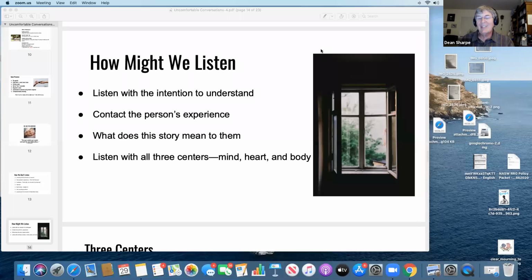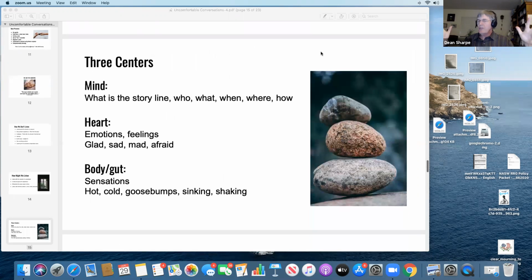And to come in and contact the person's experience in order to get a better view of what's going on, without just contacting information. And we listen with all three centers of our body: with our mind, our heart, and our body. So the mind listening, next slide, we do that automatically. So we don't really need to think about that. We're great at parsing the information content of someone's story.